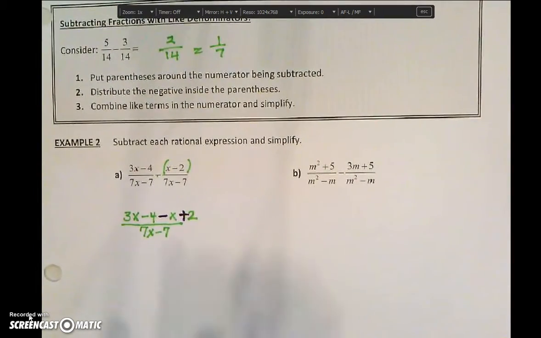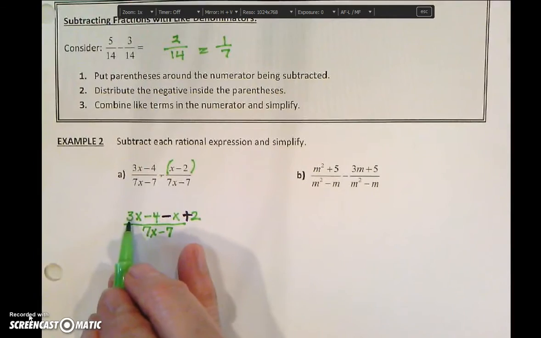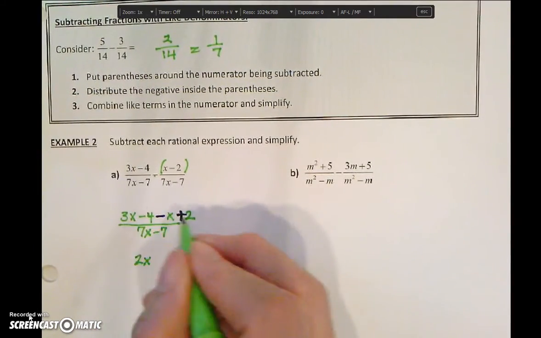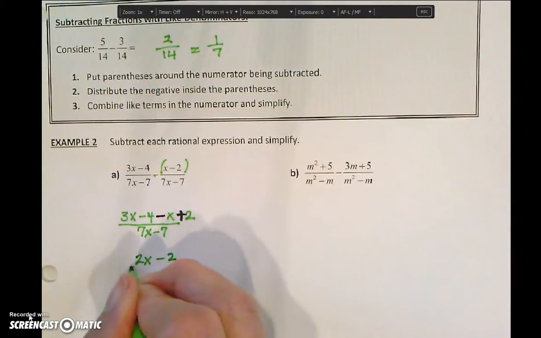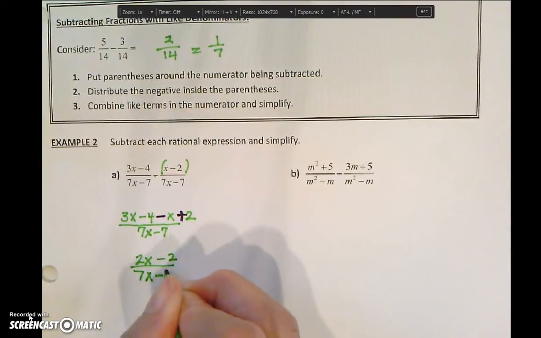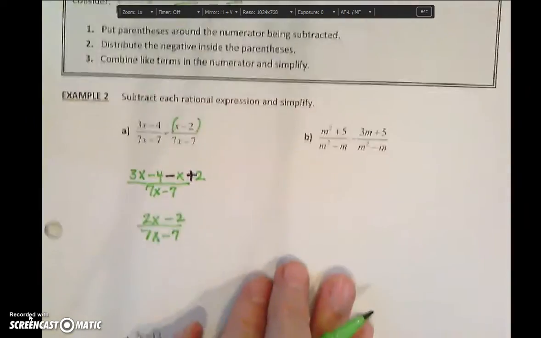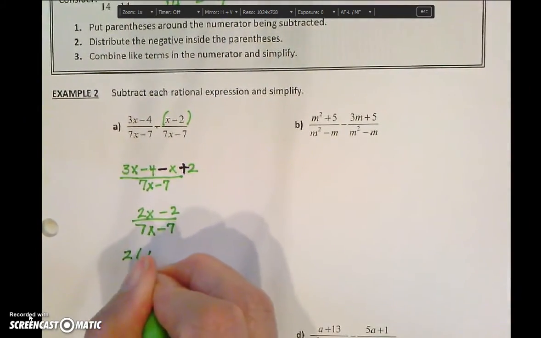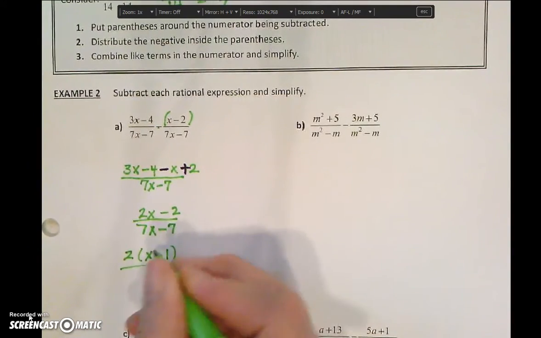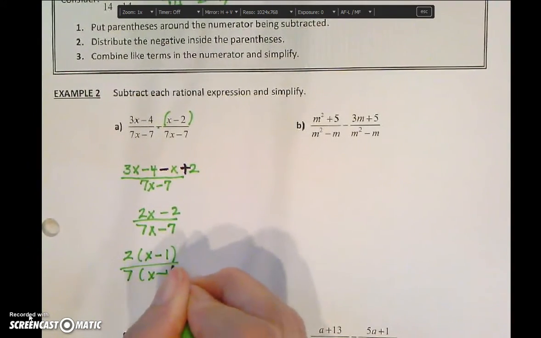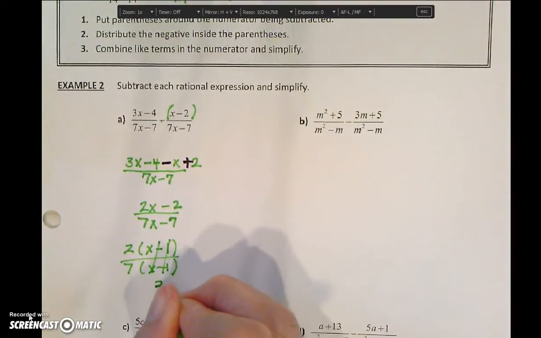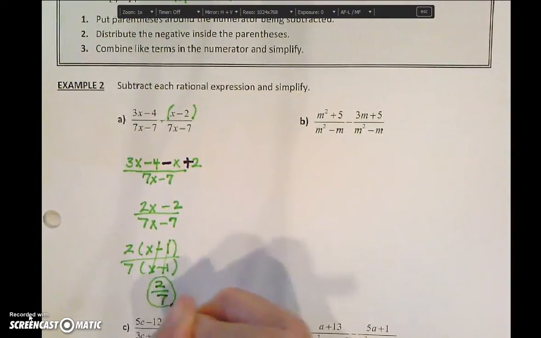So then once I do that, now I combine terms. So I have 3x minus x, which is 2x, and a negative 4 and a positive 2, which is negative 2, over 7x minus 7. Once I finish adding, I'm ready to simplify, so I'm going to factor if possible. So both of these factor, and they both end up with a factor of x minus 1, and my final result is 2/7.